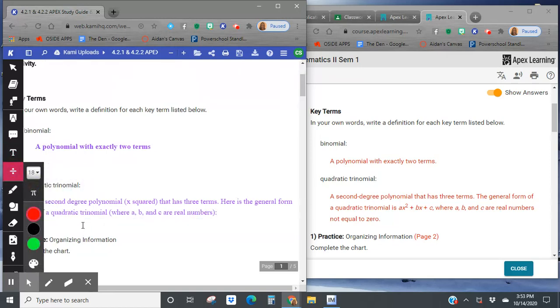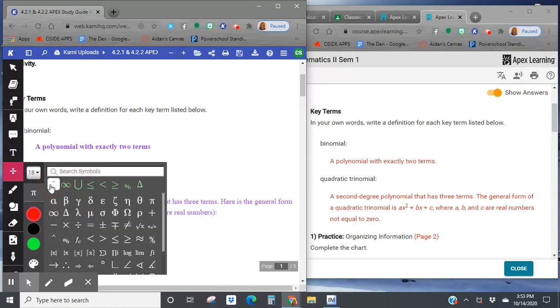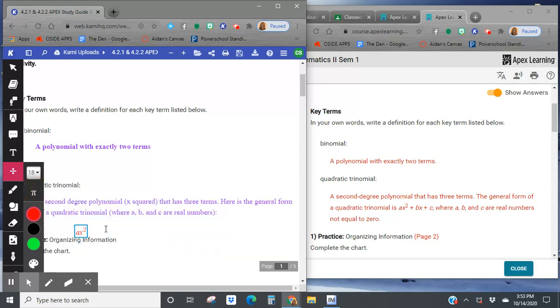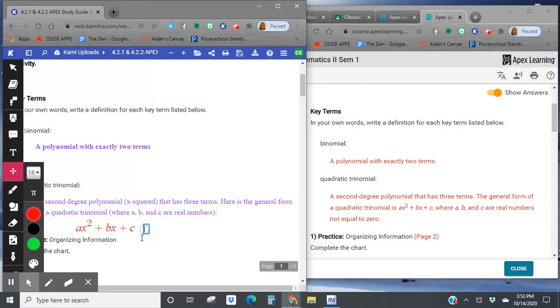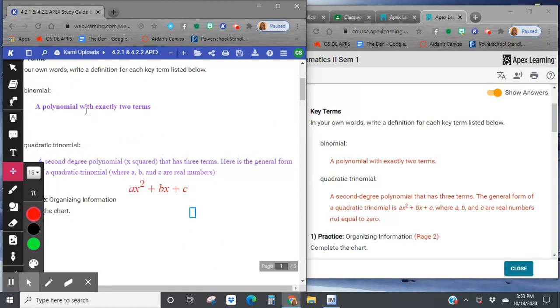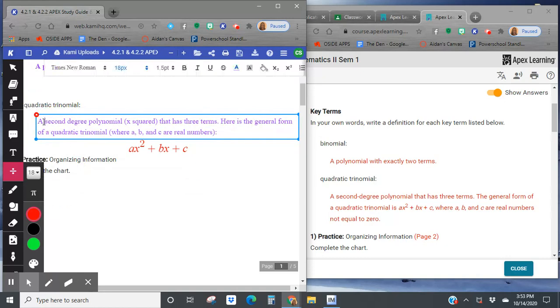And then we're going to use the equation editor to type in ax squared plus bx plus c. And so a, b, and c stand for coefficients in front of the variables. Okay. So we've got a polynomial with exactly two terms, and a second degree polynomial, or an x squared, that has three terms, is our quadratic trinomial.